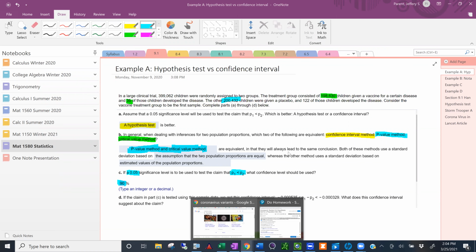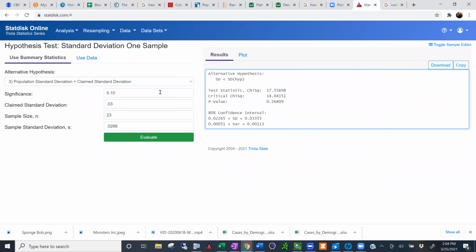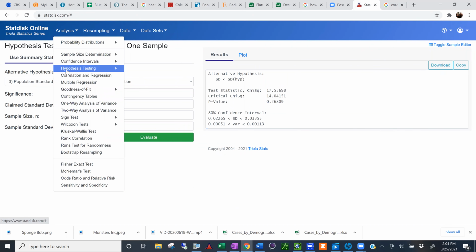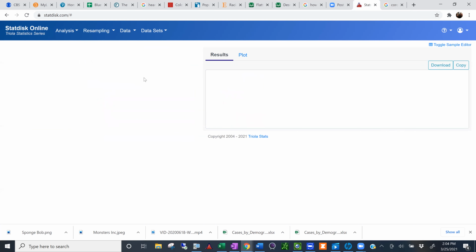So let me put this into Statdisk. This time we're going to go to analysis, hypothesis testing. Which one of these 7 should I choose? So I went to analysis, hypothesis testing, but now I've got a lot of choices. Proportion 1 sample? Two samples. Sorry, 2 samples, yes. So we've got 2 samples, and we're still testing a proportion. So proportion 2 sample. Thanks for that.